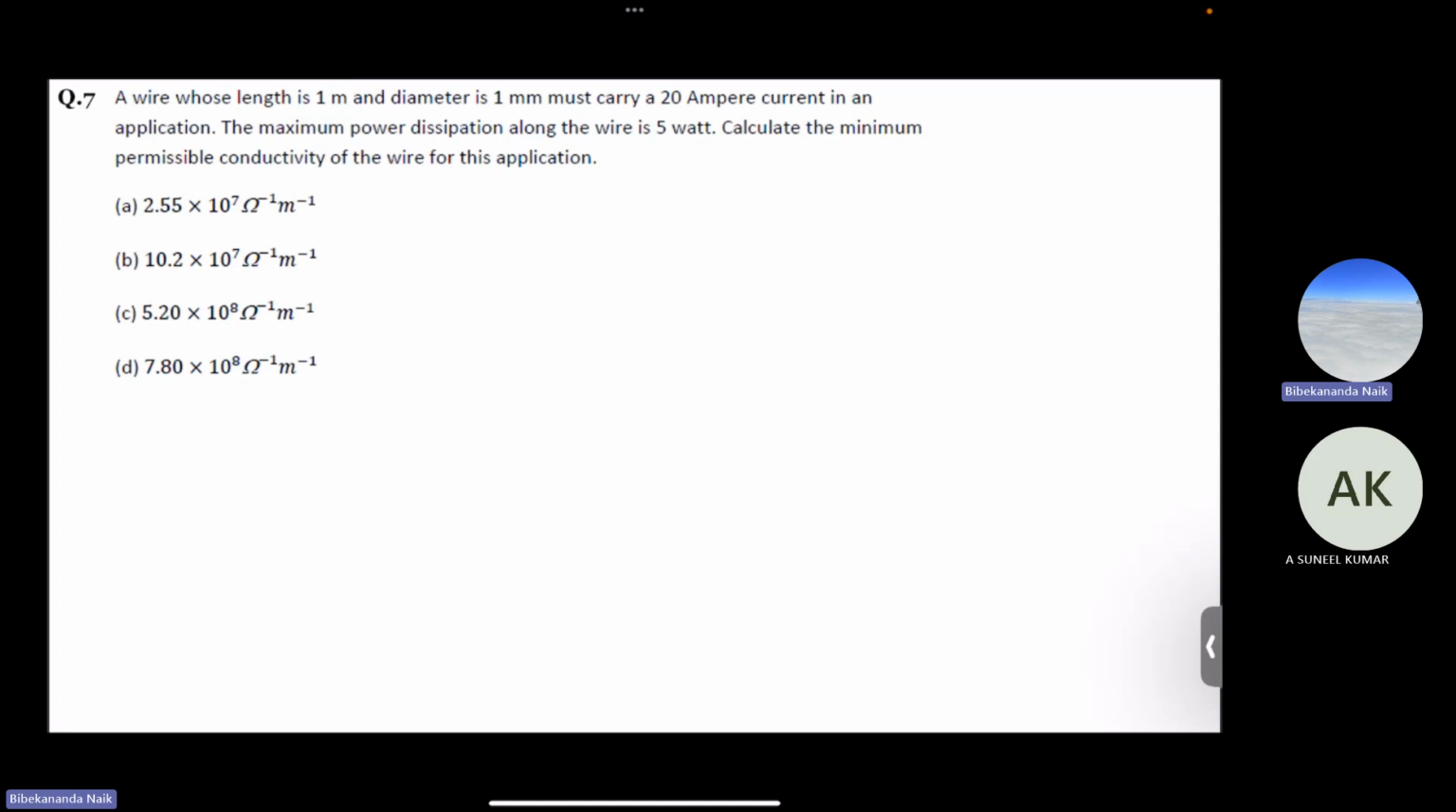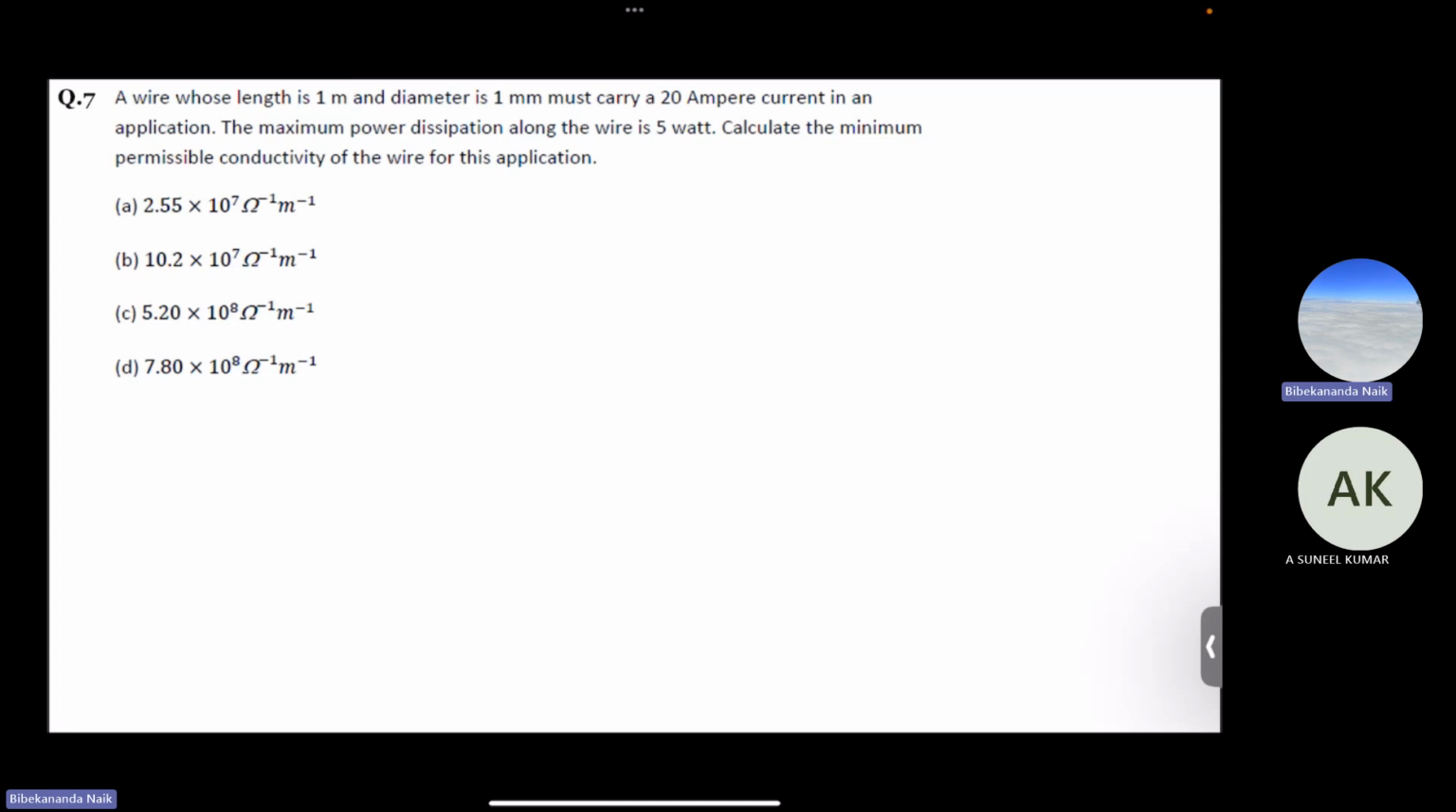So a wire whose length is 1 meter and diameter is 1 millimeter must carry a 20 ampere current in an application. So we need a certain wire for an application where it is intended that this wire will carry 20 ampere of current. The maximum power dissipation along the wire is 5 watt. So due to carrying this current, there will be some power dissipation. This power dissipation is 5 watt. Then calculate the minimum permissible conductivity of the wire for this application.